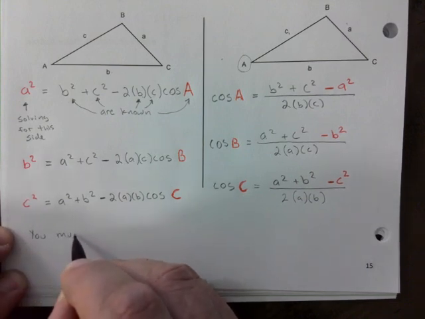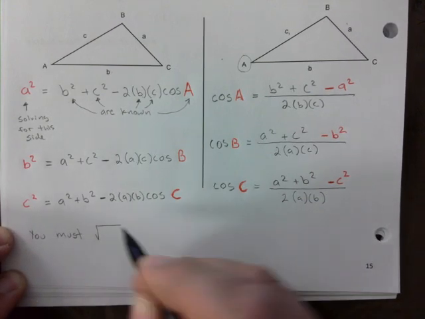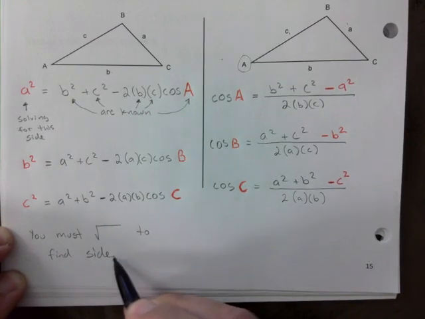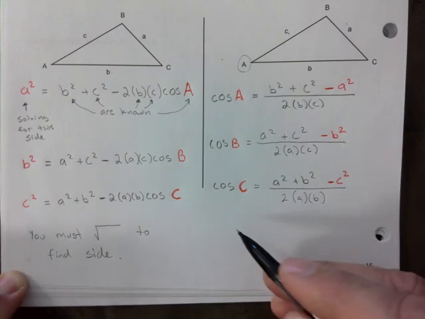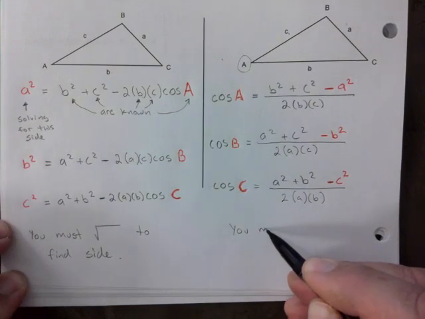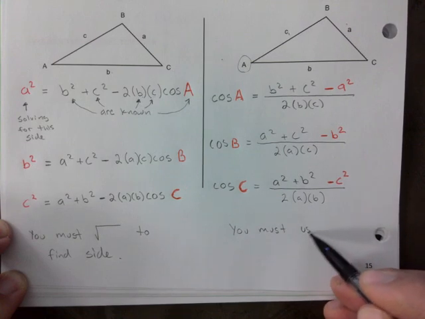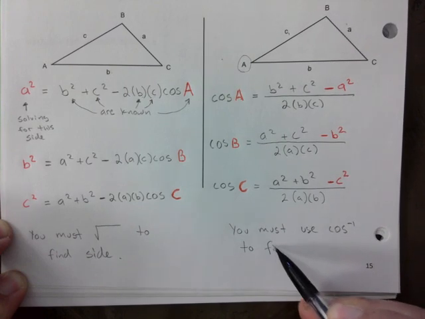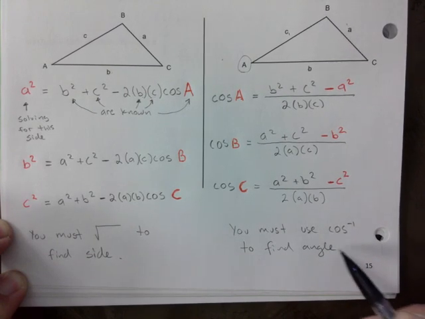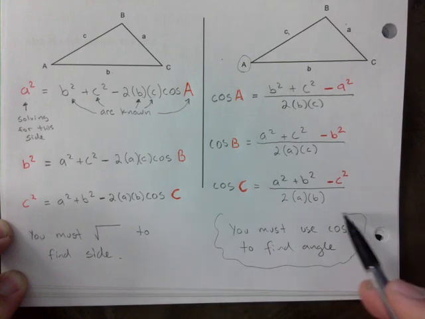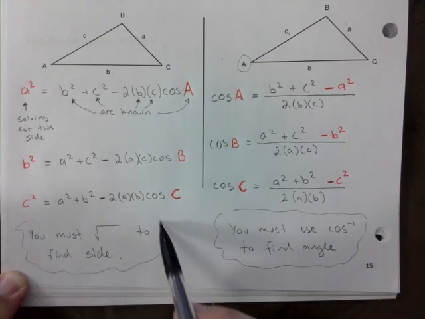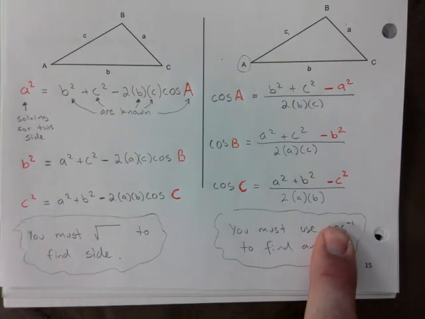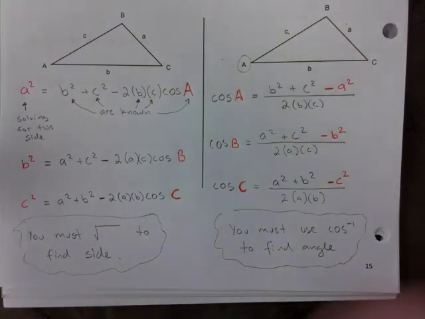You must square root to find the answer, to find a side, I should say. And here you must use cosine inverse to find an angle. These are big. You have to, right? So you'll have to square root here. You'll have to do cosine inverse here, not sine inverse, cosine inverse, because we're using the cosine law.